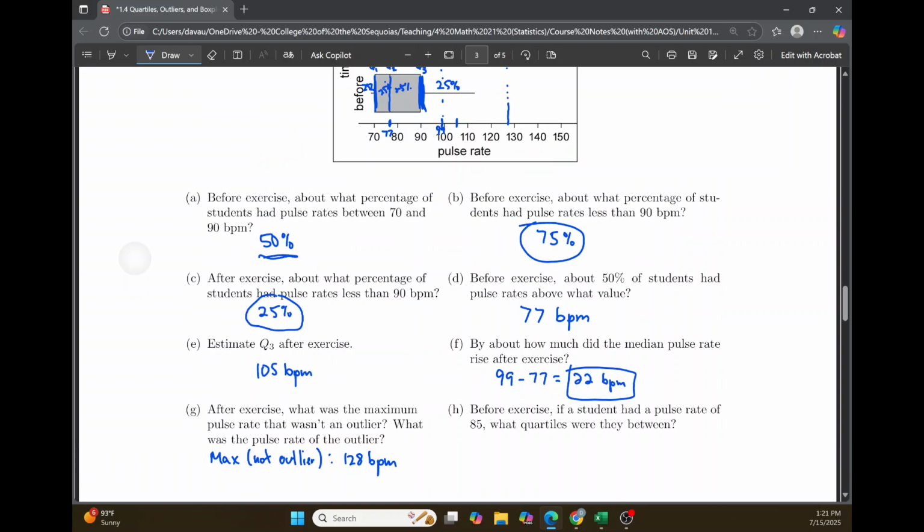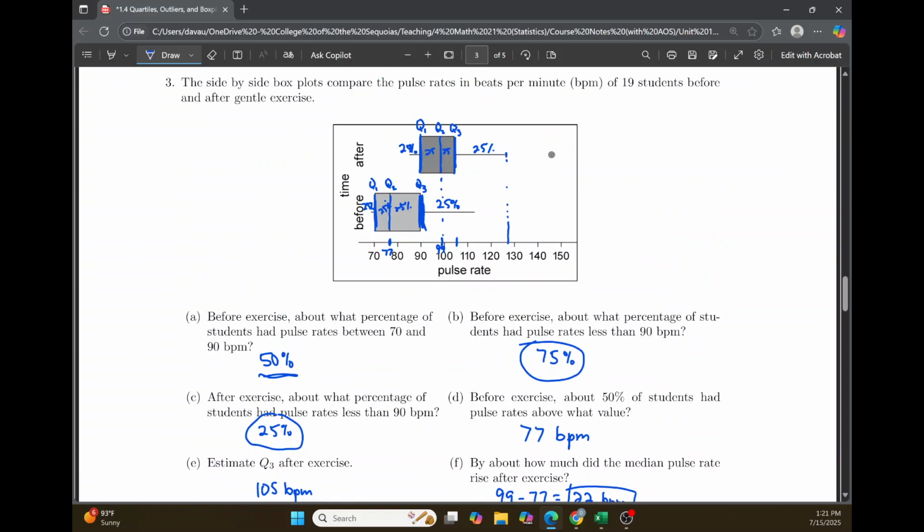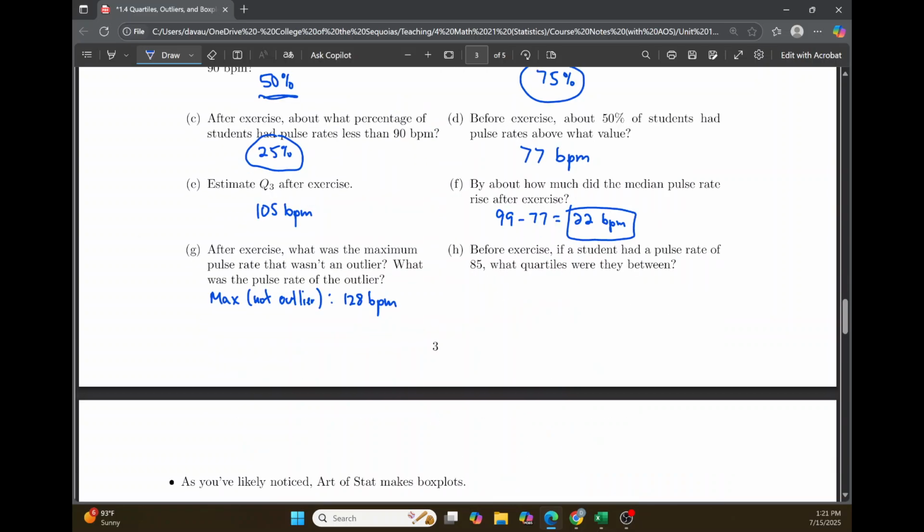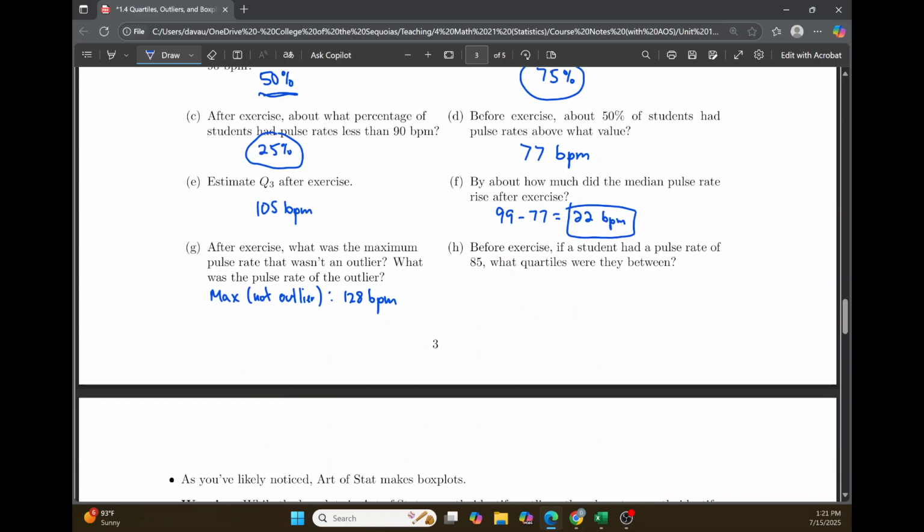And then the value of the outlier itself, that's this dot, right? So this student really struggled. This would have been me if I were subjected to the exercise. Okay, so 145 beats per minute, right? So the outlier is 145 beats per minute.